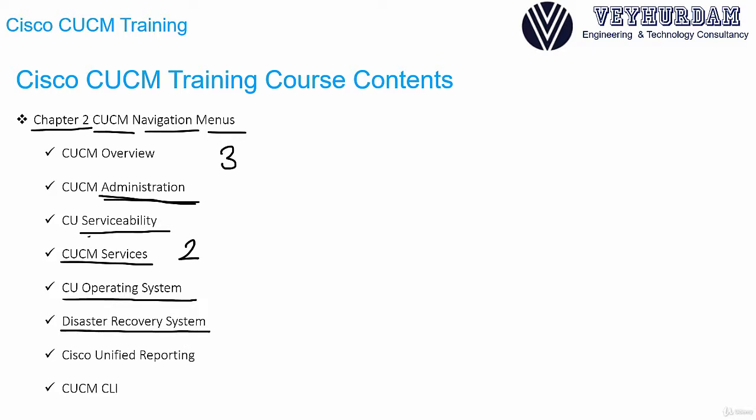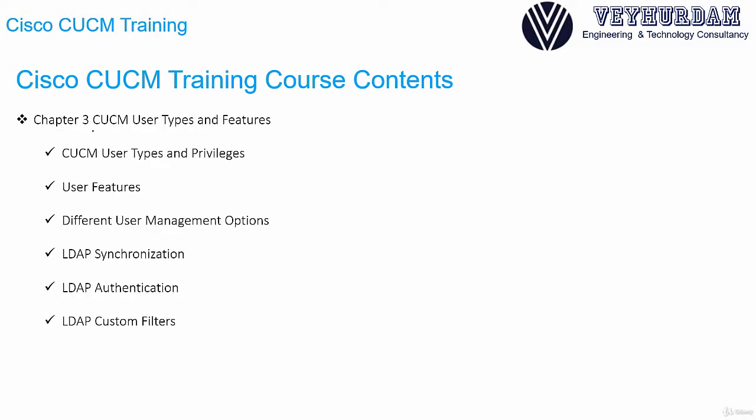We will understand why we need it and how we can maintain and migrate back to our Cisco Unified Call Manager. And then we will go over different reporting options with Cisco Unified Reporting. And briefly, we will investigate different CUCM CLI commands and what we can do in the CLI and why we need it. So in chapter 3, we will talk about different Cisco Unified Call Manager user types and their privileges.